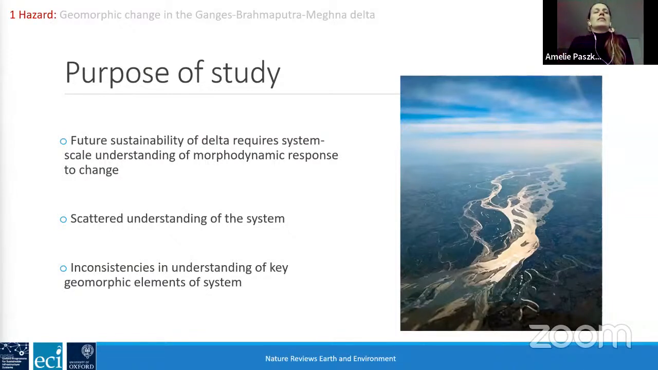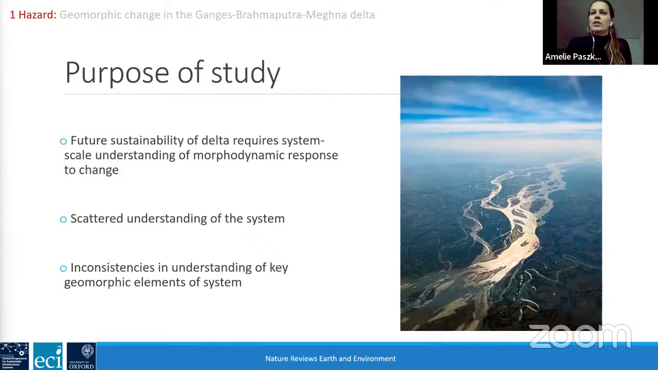When I embarked on this PhD journey, one of the main things I was interested in was how delta morphologies can adjust and shape themselves in response to environmental and anthropogenic changes. And I strongly believe still today that the future sustainability of delta systems really does require a very detailed understanding of how delta morphologies can adjust and are linked to these different processes.